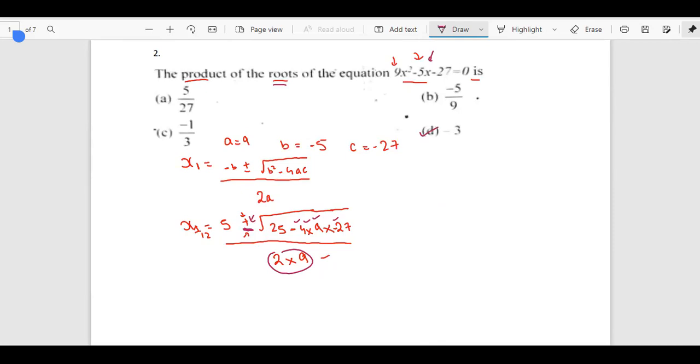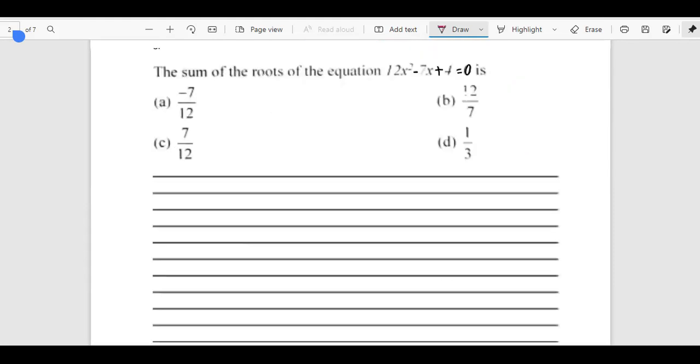Right, now let's talk about the third question. In this question, we have to find the sum of the roots of this equation. Again, this question is very easy. We first have to find out the roots and then we have to find the sum. Okay, so let's do it quickly. Again, A is 12, B is -7 and C is 4. So I will use the formula directly this time.